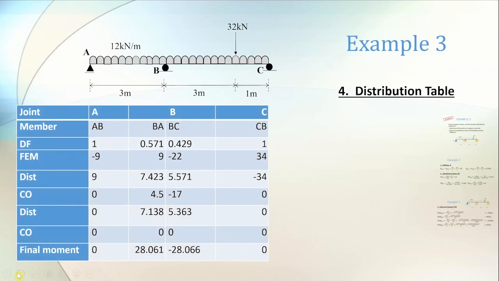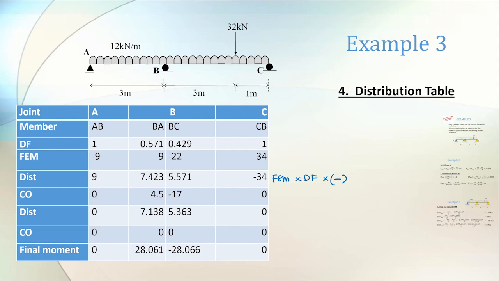We going to do the distribution table. Just fill in again. Okay, I'm not going to like explain everything again on this one. So just masukkan DF, FEM according to whatever that you calculated earlier. I akan start dengan the distribution. So DIST is distribution. It should be FEM times DF and times dengan negative. So FEM is negative 9 for AB times 1. Okay, so negative 9 again and times negative, so it become 9. Dia akan jadi positive 9.